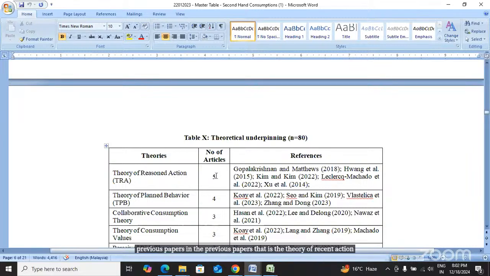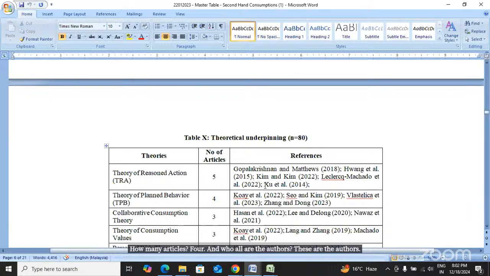And how many papers have cited this theory? Let's say five. And which papers have cited this theory? So the in-text citations of those people. Next theory is the theory of planned behavior. How many articles? Four. And who all are the authors? These are the authors, right?